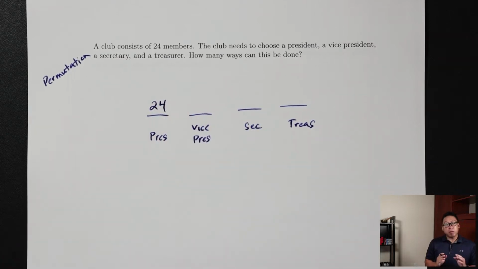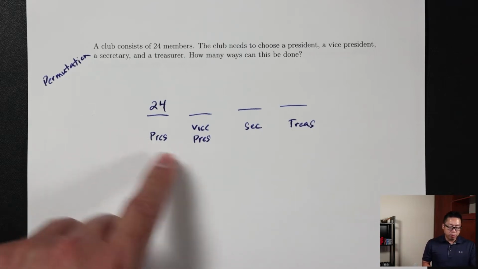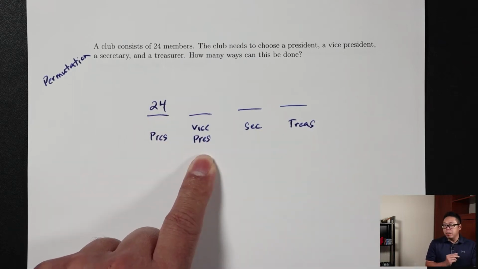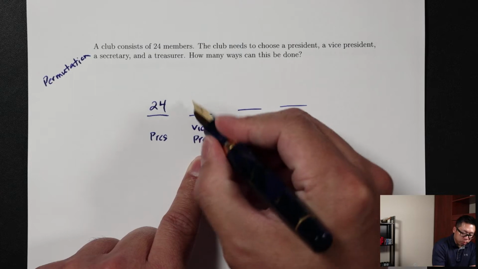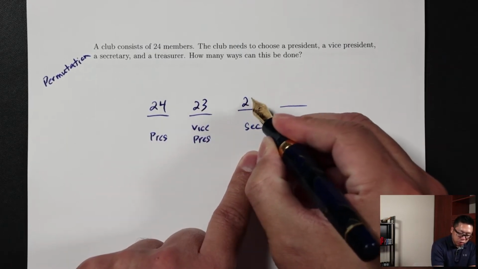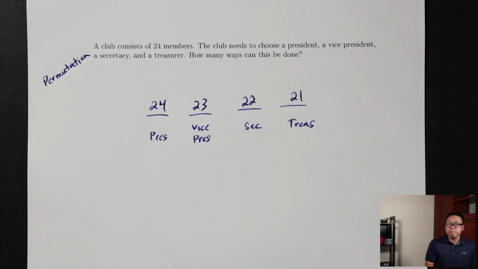And then because we're talking about people, we cannot repeat. So when we cannot repeat, we have to reduce. For vice president, because we already chose one person to be president, we have to reduce by 1, which means we're down to 23 people to choose from. And then we're down to 22 and then 21.